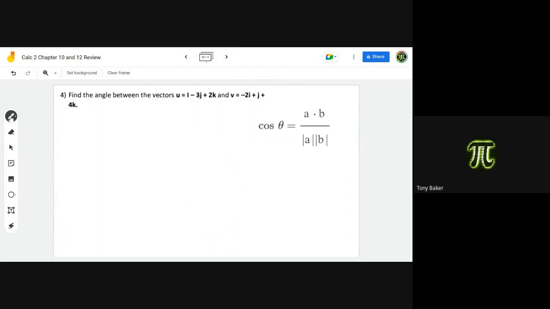All right, so we have to find the dot product and we have to find the magnitudes.